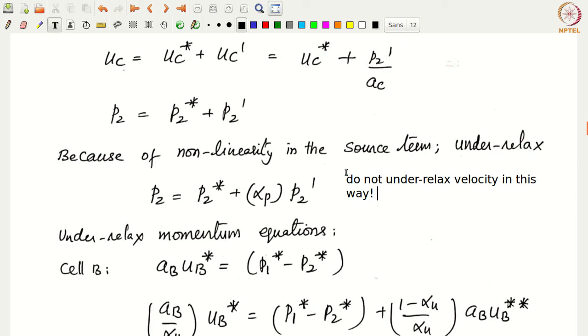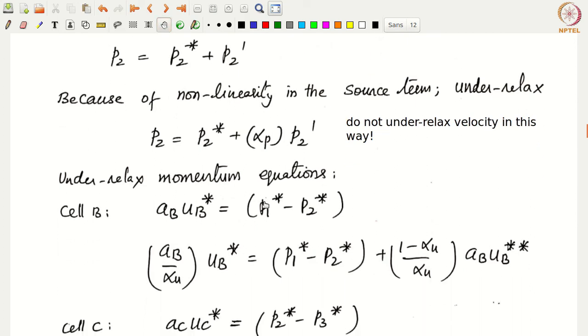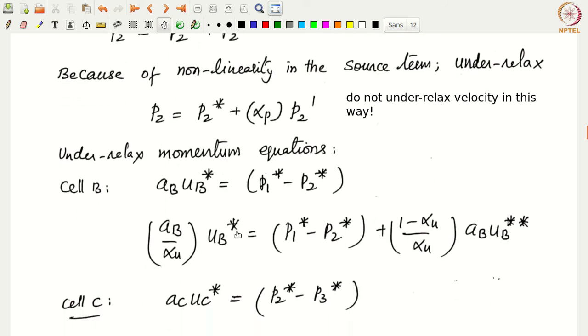Because if you do it this way, it will not satisfy the continuity equation. So we go back and, in the context of the momentum equations themselves, whenever we are trying to solve them, we have to under-relax and use the under-relaxed equations. That means our original equation for cell B is AB UB star equals P1 star minus P2 star.